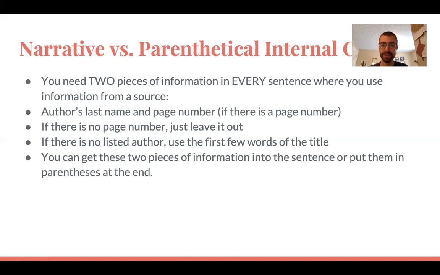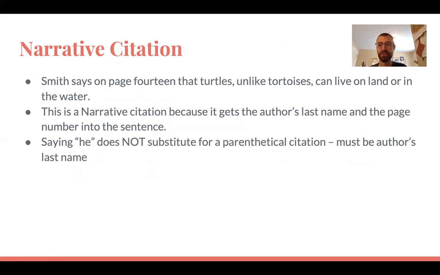You can get these two pieces of information into the sentence itself. That would be a narrative citation. Or you can put them in parentheses at the end. That's a parenthetical citation. Let's look at some examples. We're starting with a narrative citation. Here's the example, that first bullet. "Smith says on page 14 that turtles, unlike tortoises, can live on land or in the water."